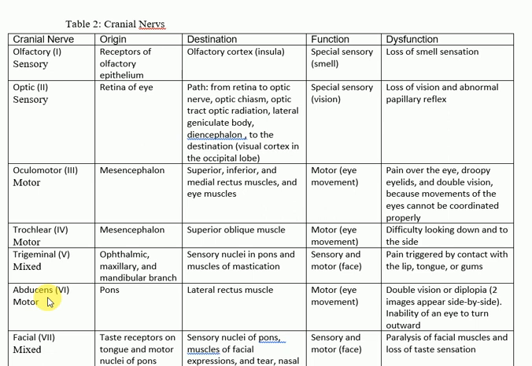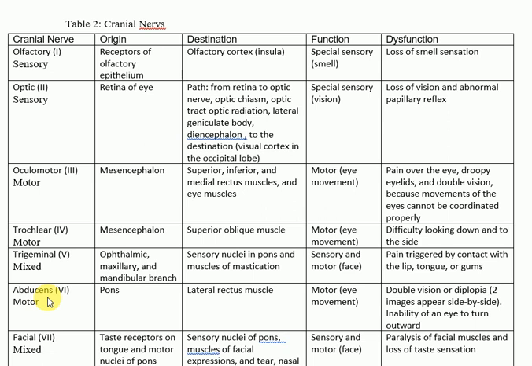Most of them, some of them are mixed, and those just need a little bit more understanding. But otherwise, like olfactory, what do you think? Olfactory, of course, sensory, right? Optic, vision, of course it's sensory, right? 3, 4, and 6, they move the eye. So what do you think? It's motor, of course, right? So these are the easy ones. The mixed ones are the hard ones.